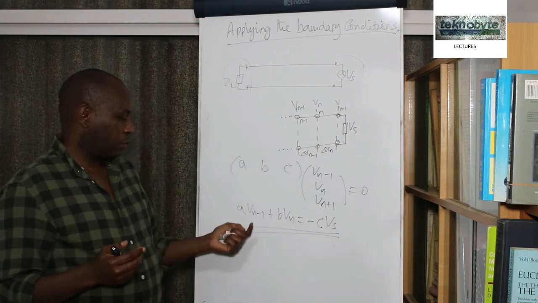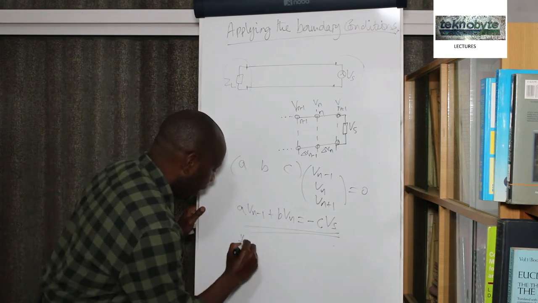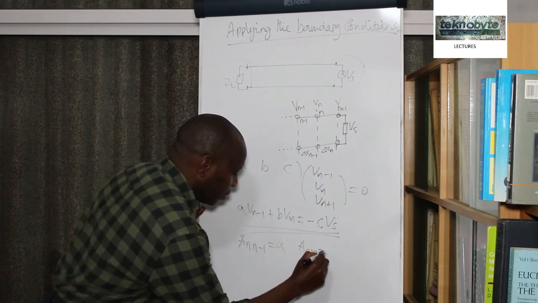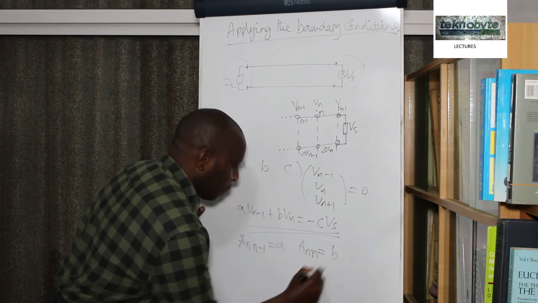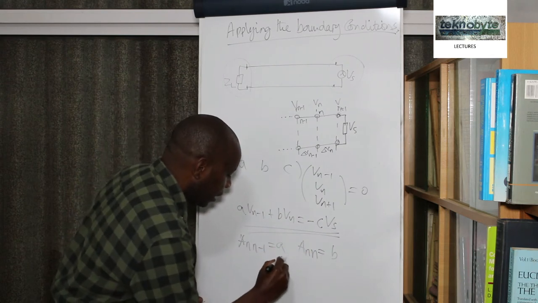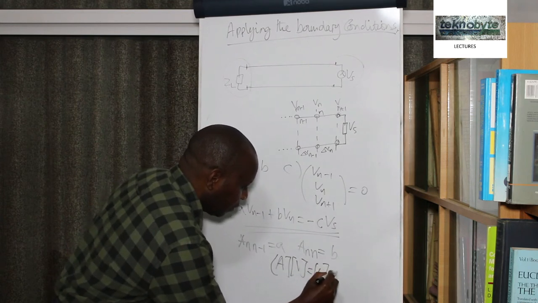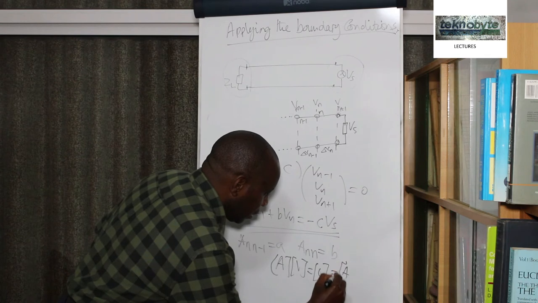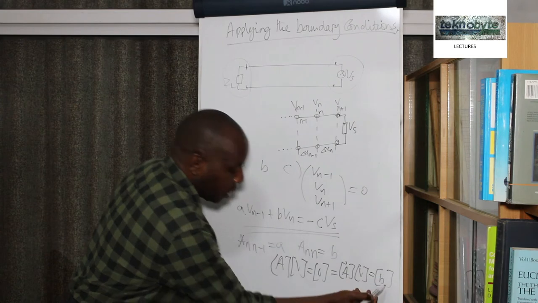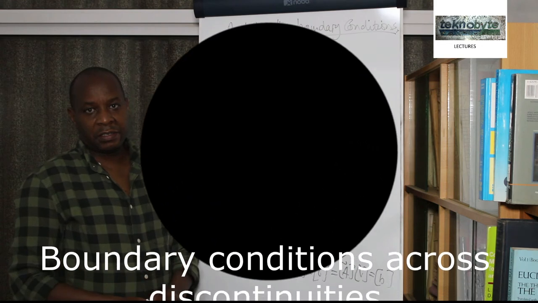So now what we can do is set the values for the matrix A: A n, n minus 1 equals A, and A n n equals B. Then the matrix equation which we had as A times V equals 0 will change, and this will become A times V equals b, where the entries of b are all zero, except the last entry, which will be minus C times Vs.